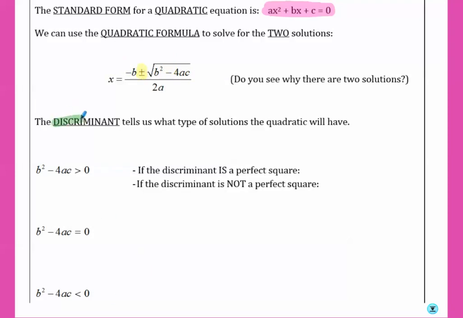Next part is the discriminant. This tells us what kind of roots our quadratic will have, and it is found underneath the radical. If our b squared minus 4ac is greater than 0, that means we're taking the square root of a positive number. That means we're going to have real roots. We're going to have two real roots. More specifically, though, if it is a perfect square, we're going to have two rational roots. And if it's not a perfect square, then we're going to have two irrational roots.